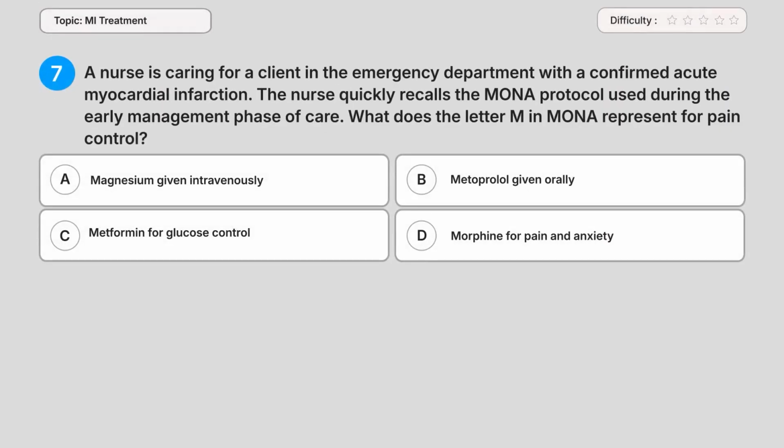7. A nurse is caring for a client in the emergency department with a confirmed acute myocardial infarction. The nurse quickly recalls the MONA protocol used during the early management phase of care. What does the letter M in MONA represent for pain control? A. Magnesium given intravenously. B. Metoprolol given orally. C. Metformin for glucose control. D. Morphine for pain and anxiety. Do you know the answer?